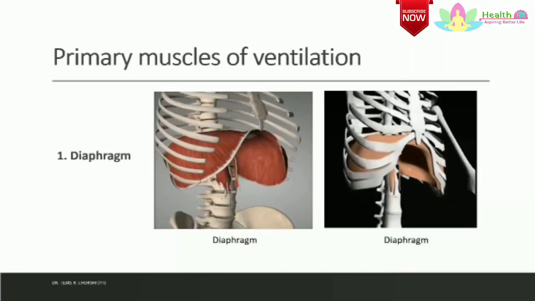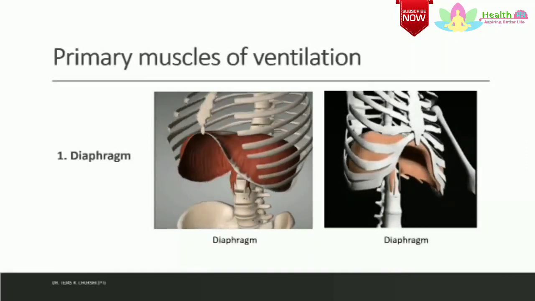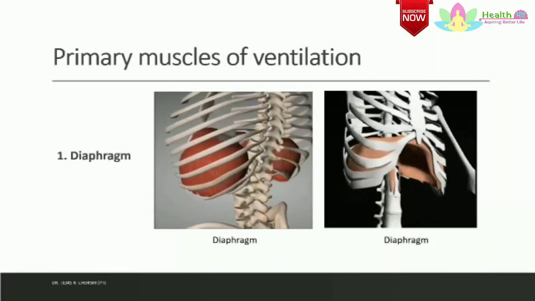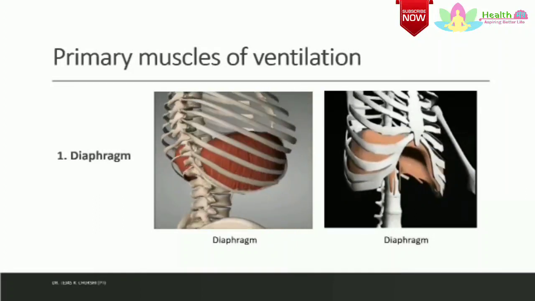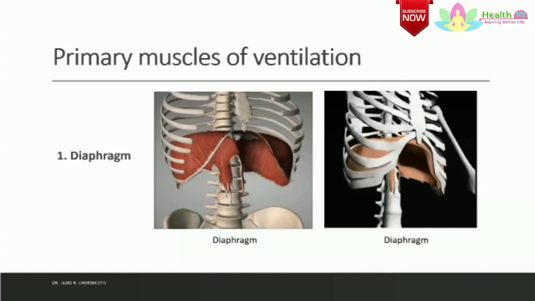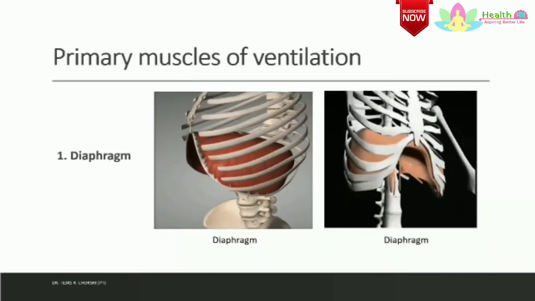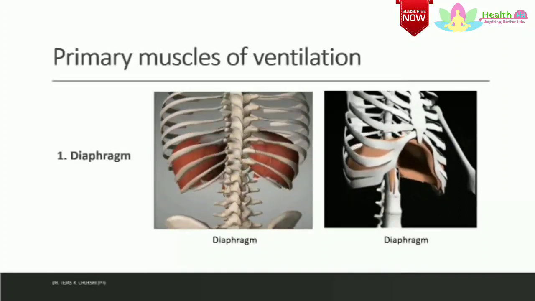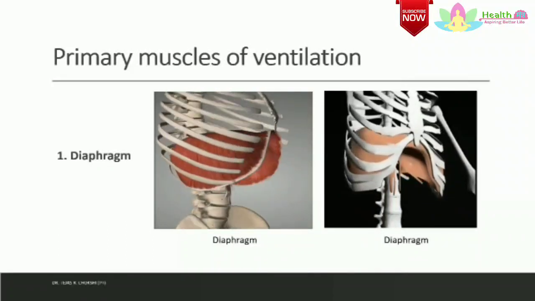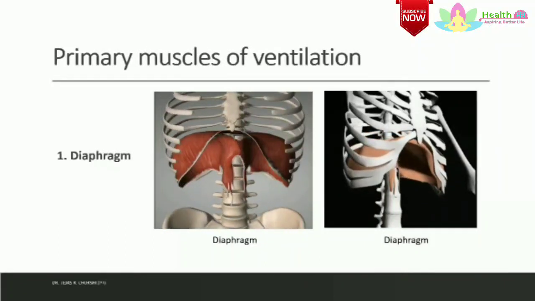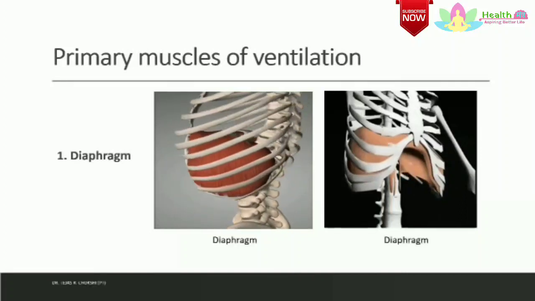Now this is important. During tidal volume breathing, the fibers of the zone of apposition of the diaphragm contract, causing the descent of the diaphragm, but there is only a slight change in the dome. As the dome descends, the abdominal contents are compressed, increasing the intra-abdominal pressure.